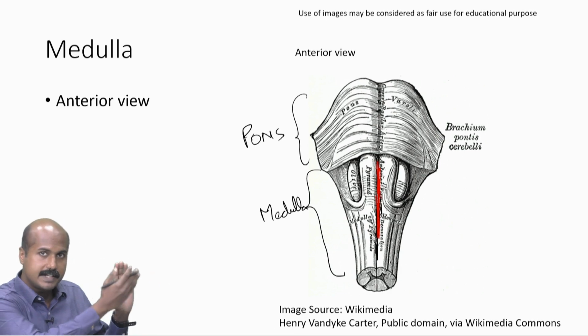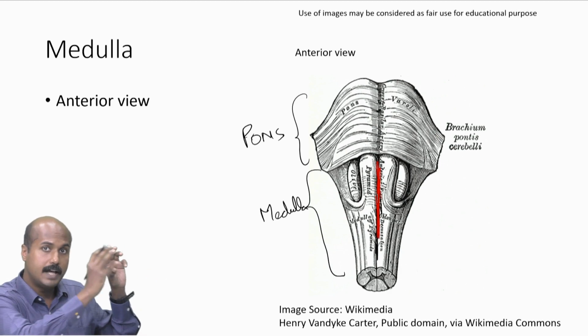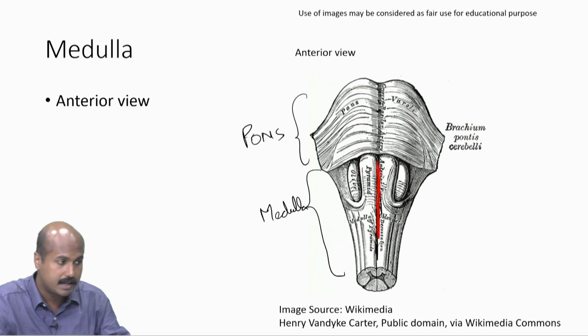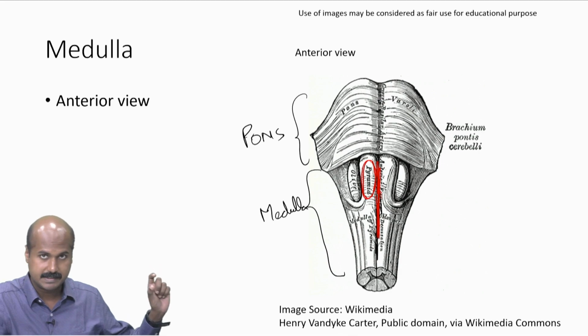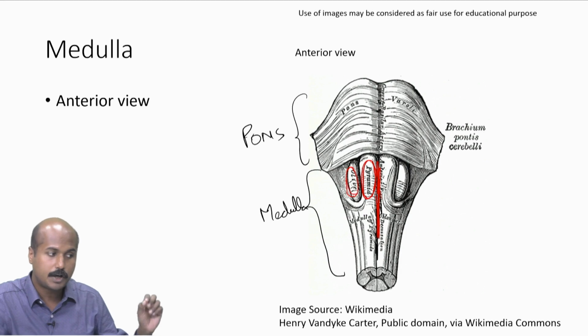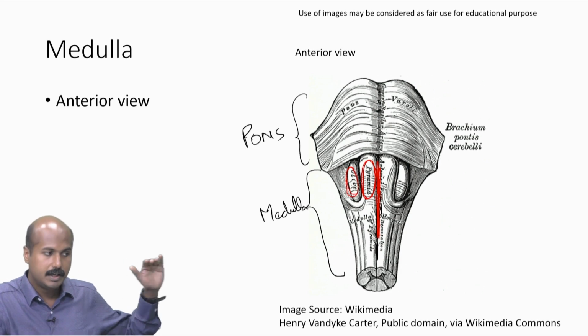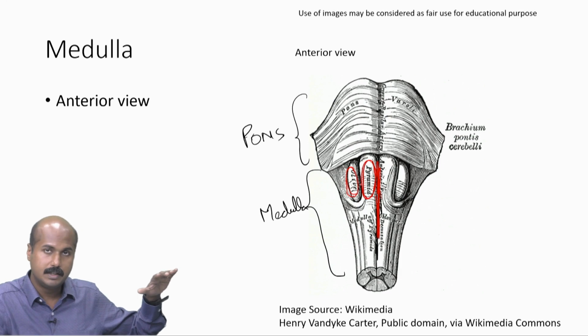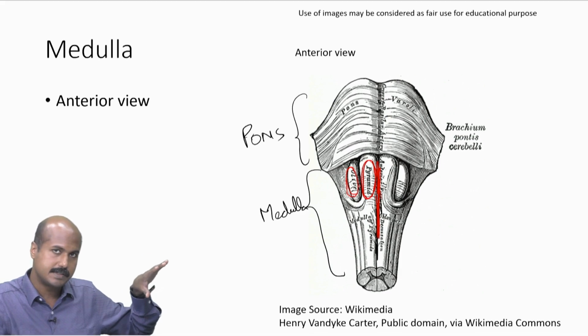And on both sides of that fissure, you have two elevations, and these elevations are very important. They are called as pyramids. As you can see in this diagram, it is written as pyramids. And lateral to the pyramid you have a structure, and that is called olive. So the location of the olive, that it is lateral to the pyramid, is very important. This is the view of the most important features that you see in an anterior view.